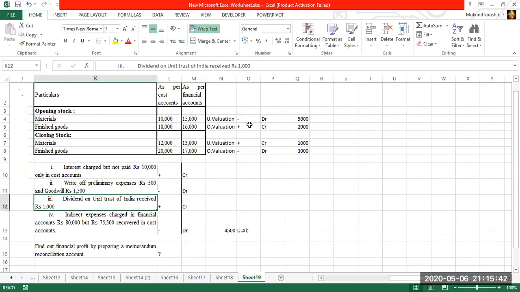Then again, third item, dividend on Unit Trust of India received is 1,000. So what are we supposed to do with this dividend? It is an income. So whenever we have income, we have to add.